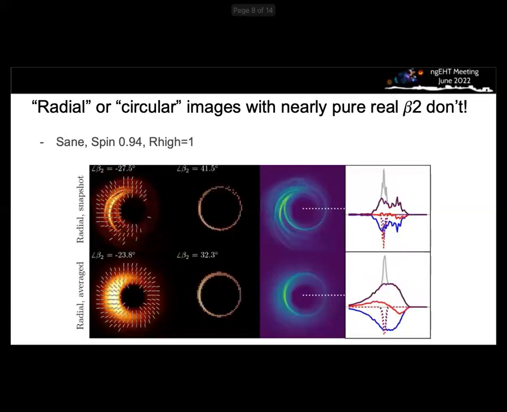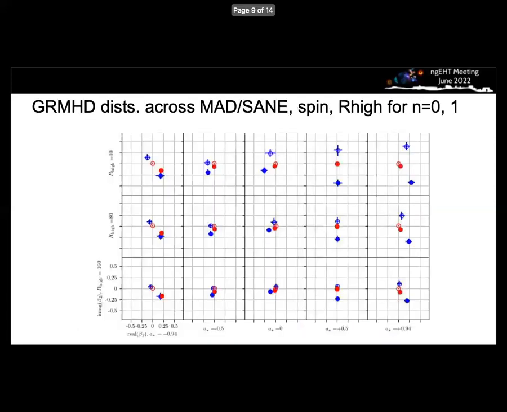And here we're just looking at a SANE. This is one of those high spin, high R high models, which everyone loves and hates, where because this is almost perfectly radial, we have almost completely constructive interference between the sum of the n equals zero and n equals one. And so we did this for the whole GRMHD library, breaking this down across R high and spin.